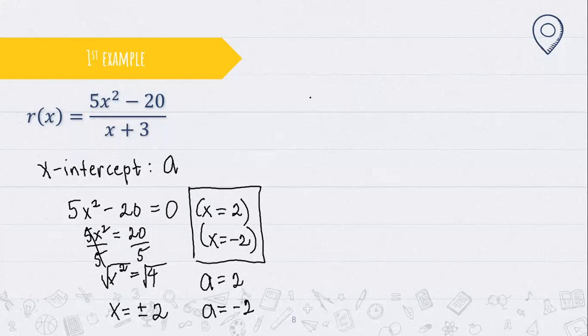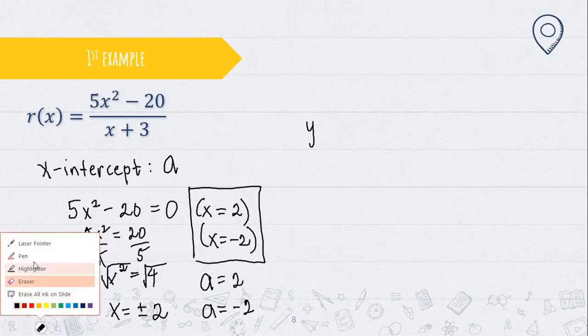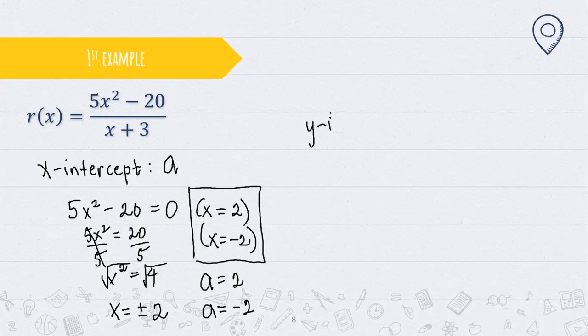Maliwanag po class sa x-intercept? Opo. Okay, so don't worry class, we still have 2 examples. Ayan, may y-intercept pa pala, sorry. Y-intercept. So, paano kunin si y-intercept? Si y-intercept class is, ano sabi kanina?